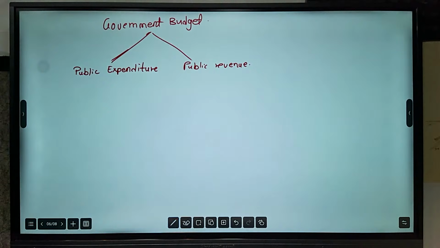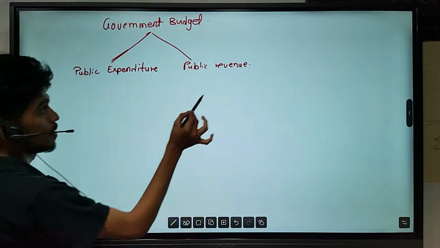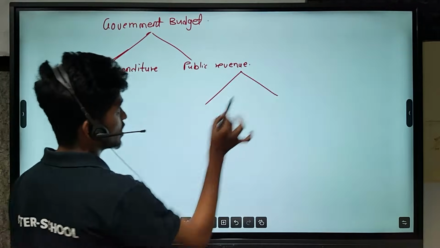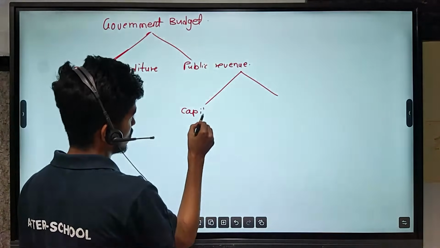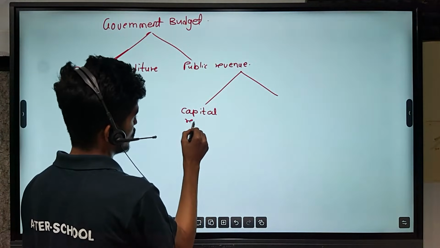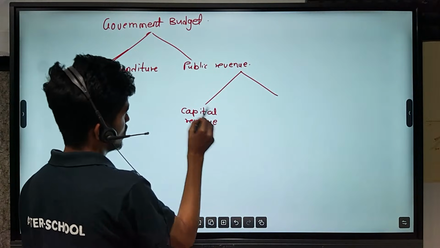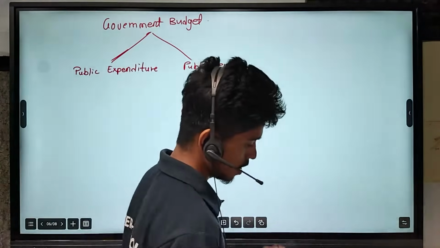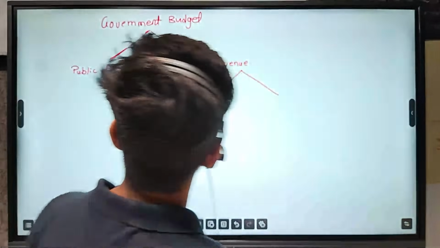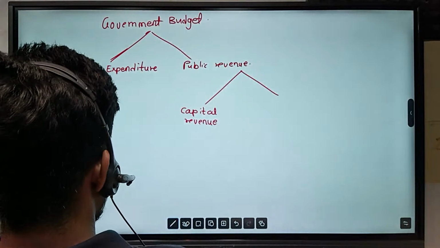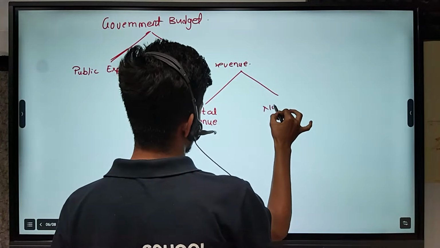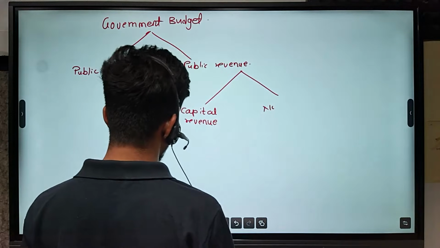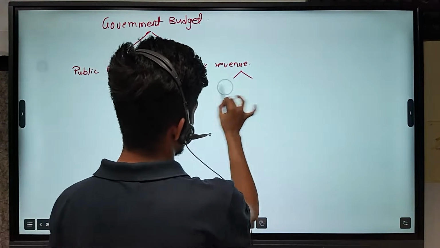Okay. Now, after this, you have to remember public revenue is further divided into two parts: capital revenue, and in the capital revenue, you have to remember. Okay, first you remember this part. First, I'll explain to you what all this is.